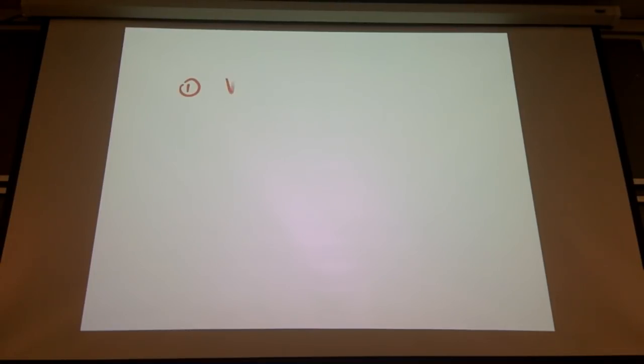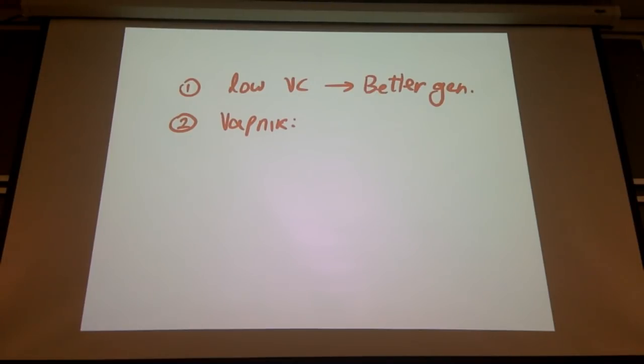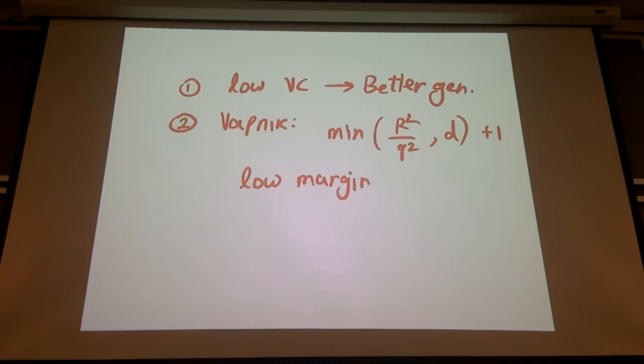The first point is not even Bachman. The first point is low VC implies better generalization. This is from the agnostic learning when we see that. The second thing is from Vapnik, who said the VC dimension of a linear classifier with a margin gamma is the minimum of R squared over gamma squared and d plus 1. This means, sorry, high margin implies low VC, which implies better generalization.